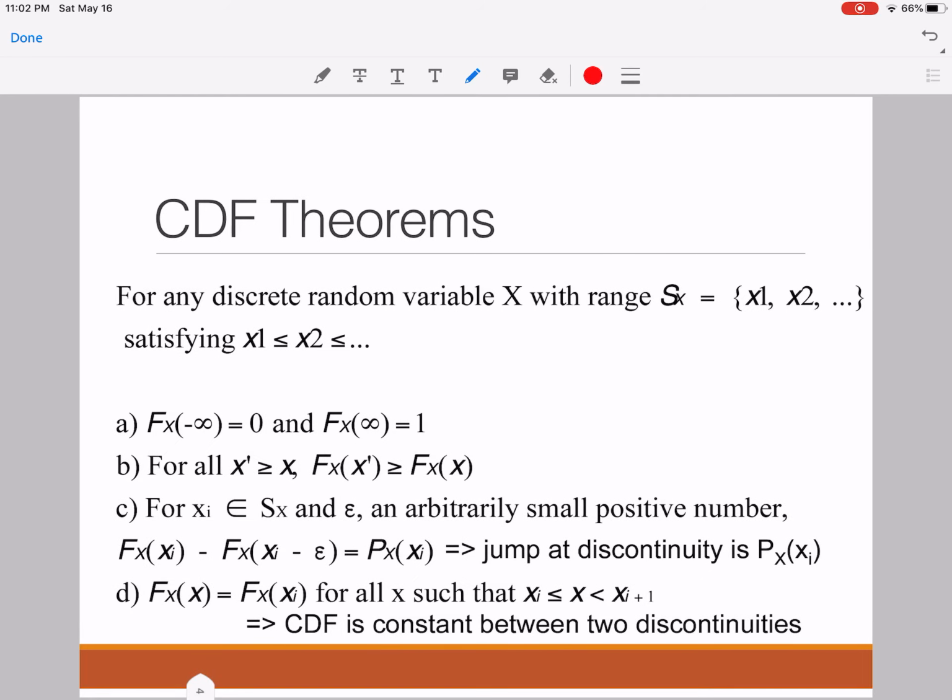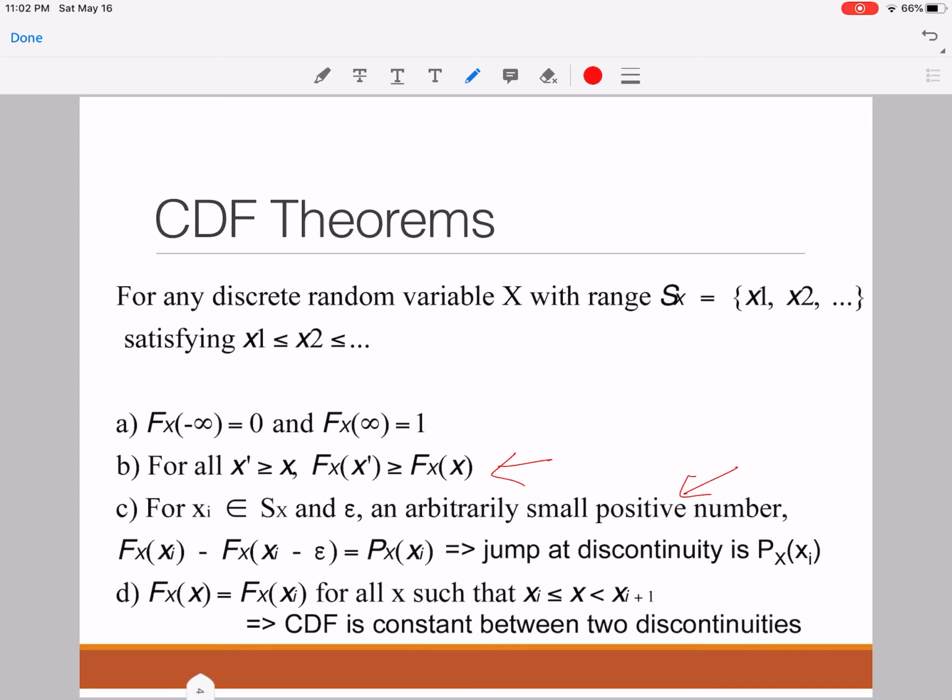So let's summarize these properties here. F of x at negative infinity is equal to 0 and F of x at positive infinity is equal to 1, meaning that the CDF starts at 0 and climbs all the way to 1. F of x is always going to be an increasing function of x. For example, if x prime is greater than x, then F of x at x prime will definitely be greater than or equal to F of x at x. Your CDF is going to jump by an amount equal to the probability at that discontinuity. That's what this point C is telling you.